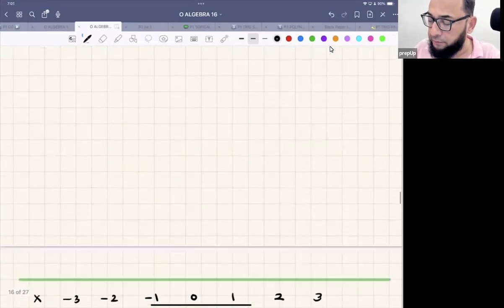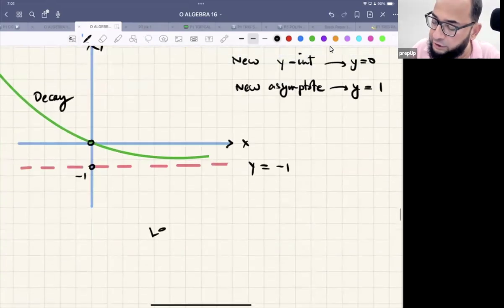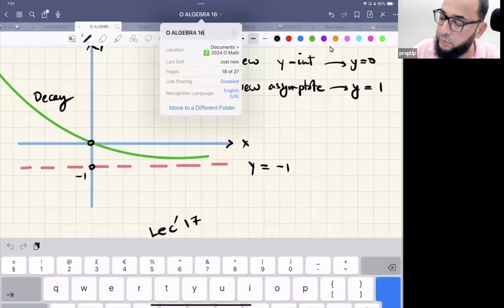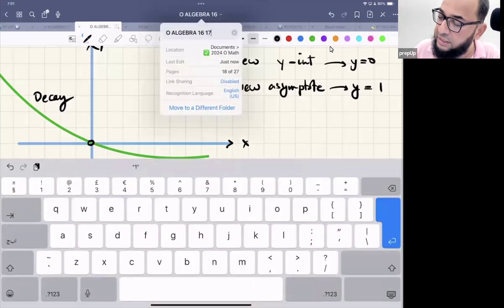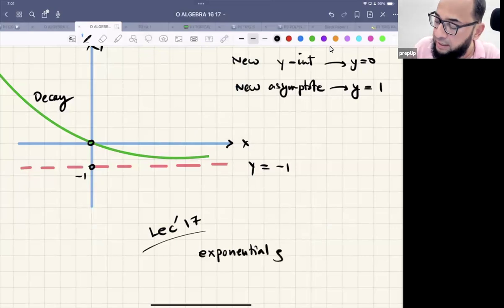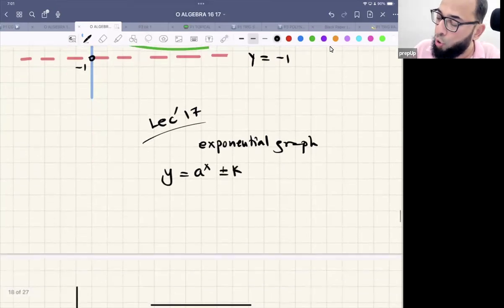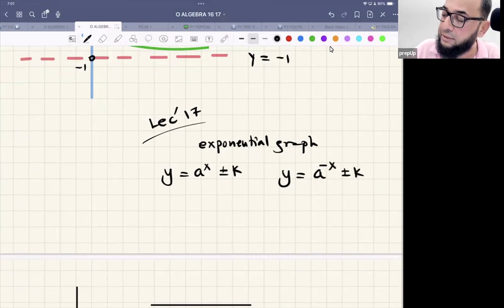So let's stop over here. This is lecture number 17, and that's the concept of exponential graphs. The transformation that we did is y equals a to the power x plus or minus a constant k, or y equals a to the power negative x plus or minus a constant.